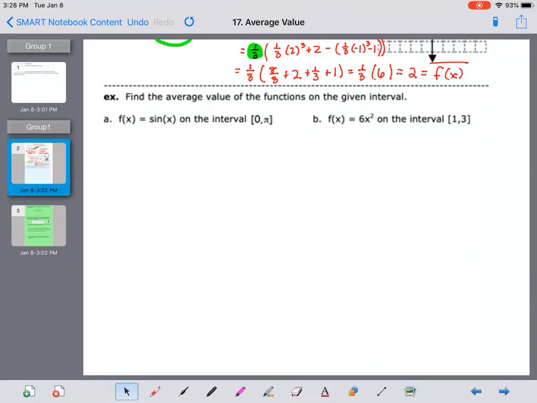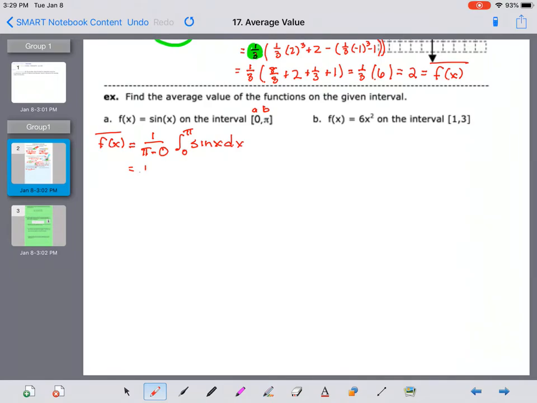Okay, so we have an interval 0 to pi, makes sense because we're dealing with trig here. If I want to find the average value of f of x, all I'm going to do is plug into that formula. That formula says 1 over b, which happens to be pi, minus a, which happens to be 0. Remember, this is your a and this is your b, times the integral from a to b of the function we're trying to find the actual average of.